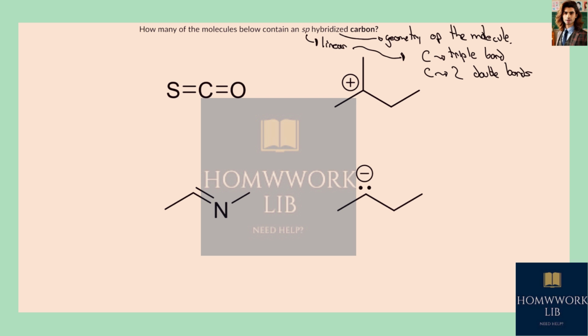In this case, the first carbon atom over here, the first compound over here, corresponds to an sp hybridization of the carbon atom. The one right below over here, we're going to have sp2, sp3, and sp3 carbon atoms. So this one does not contain sp hybridized carbons.